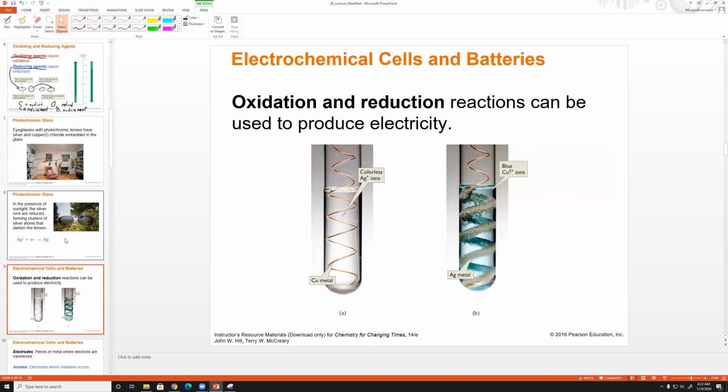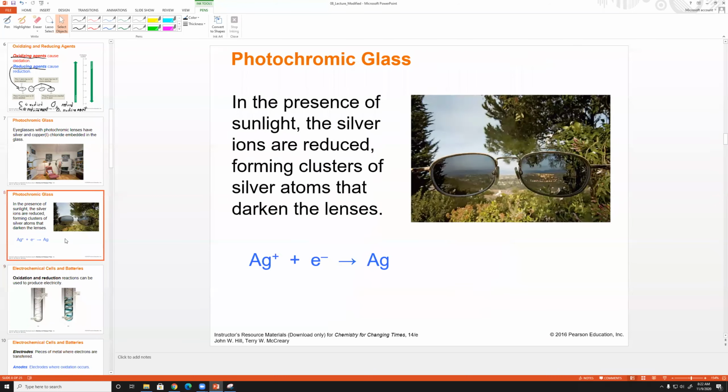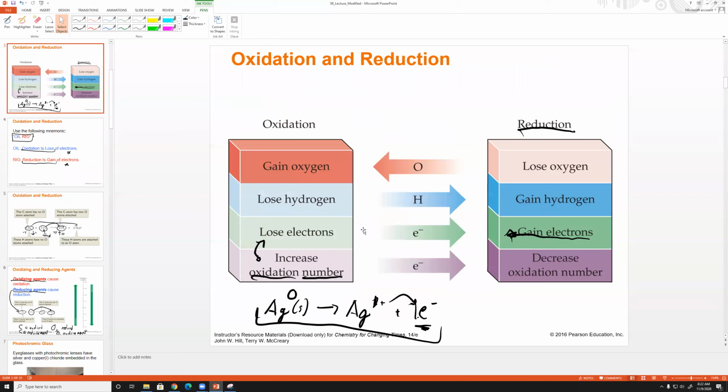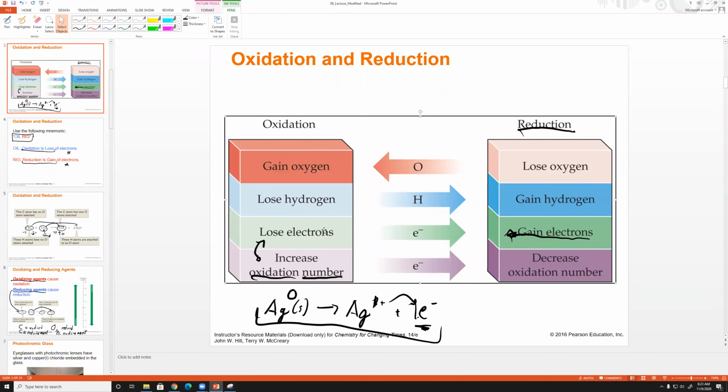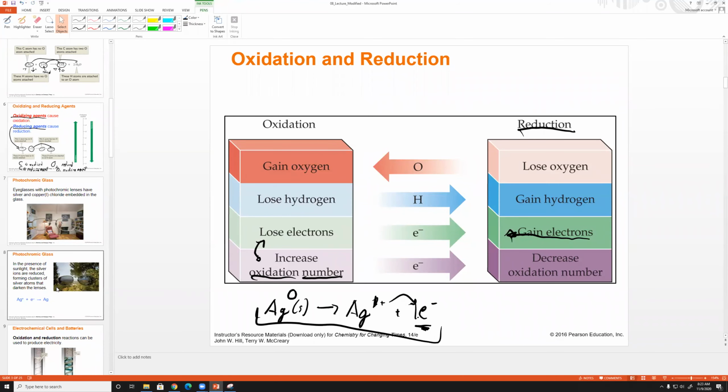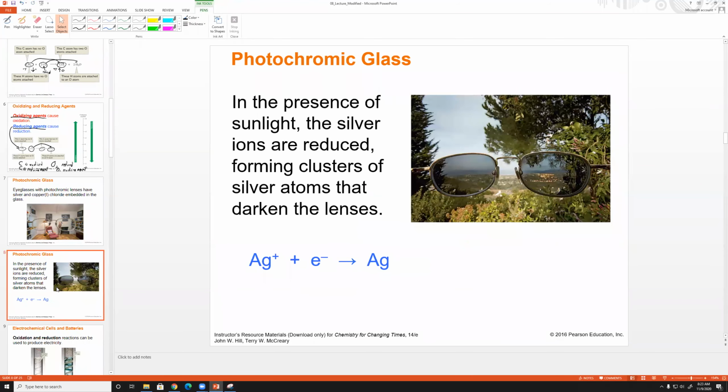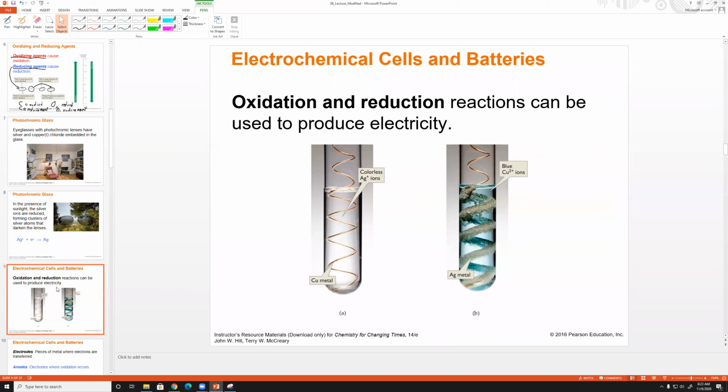It's pretty cool. And also, oxidation reduction is the main way of producing electricity. Because in this equation we talked about the loss, or really the transfer of electrons. So we talked about losing electrons, gaining electrons. That means there has to be a transfer of electrons. A transfer of electrons is indicative of a current, and current creates electricity. So here's an example of that.